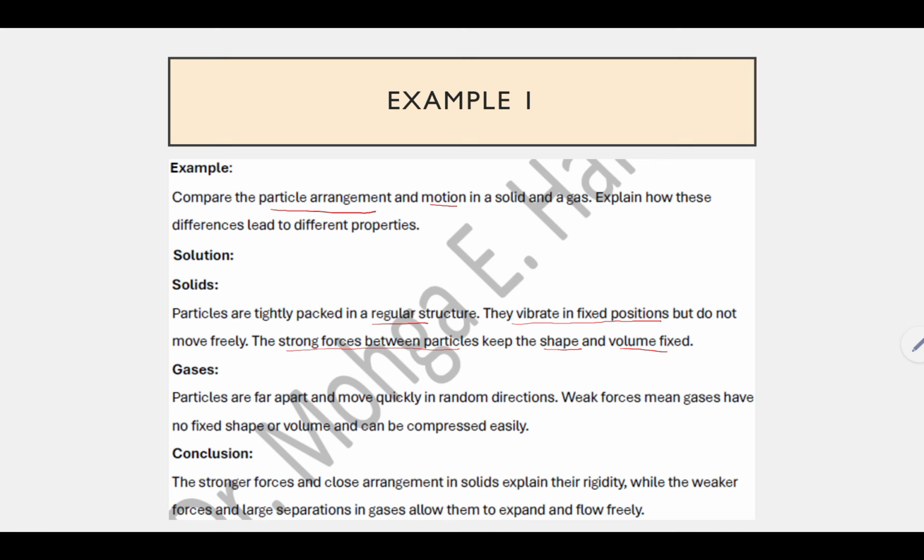For gases, the particles are far apart in their arrangement, and they move in random directions. Hence, weak forces, so no fixed shape, no fixed volume, and they can be compressed easily. So the stronger forces and close arrangement in solids explain their rigidity, while weaker forces and large separation in gases allow them to expand and flow freely.